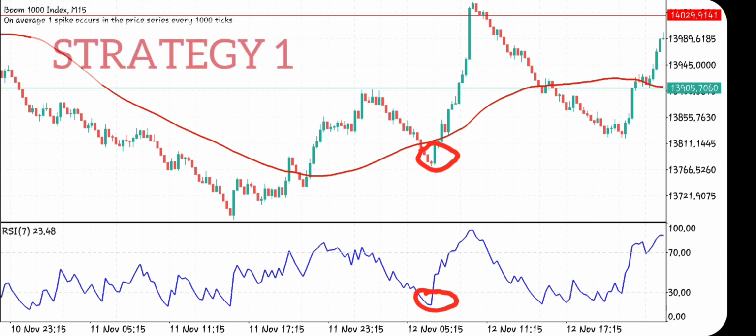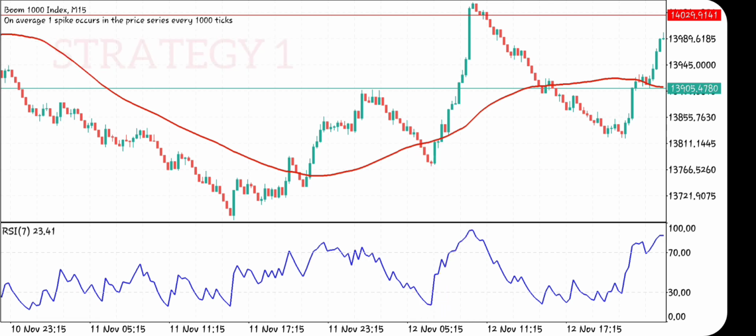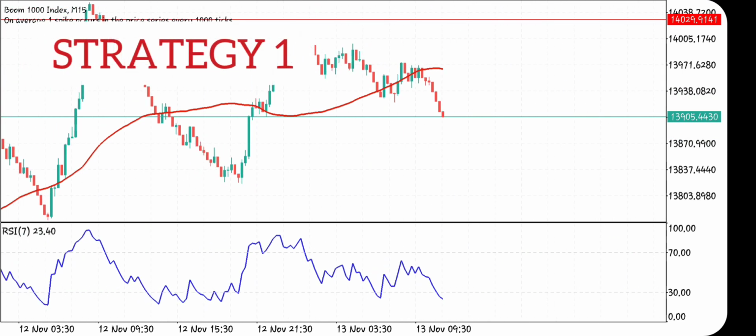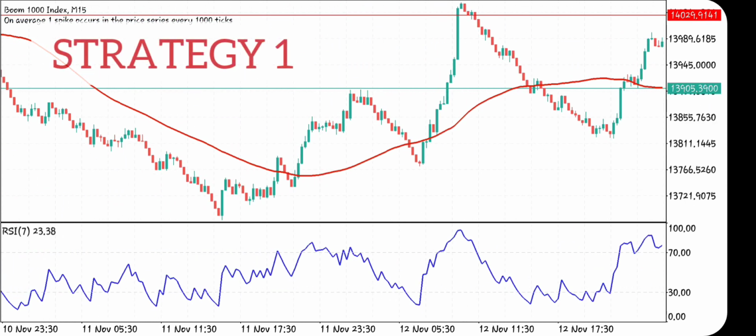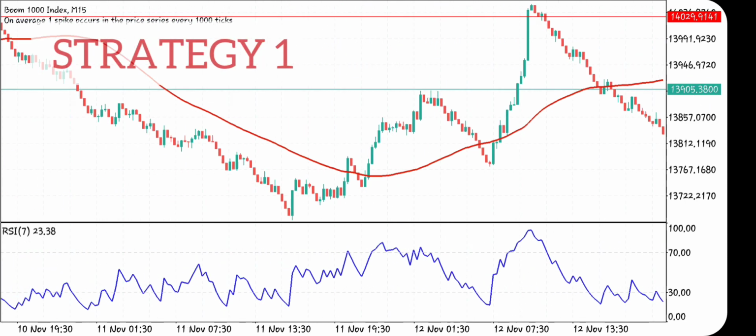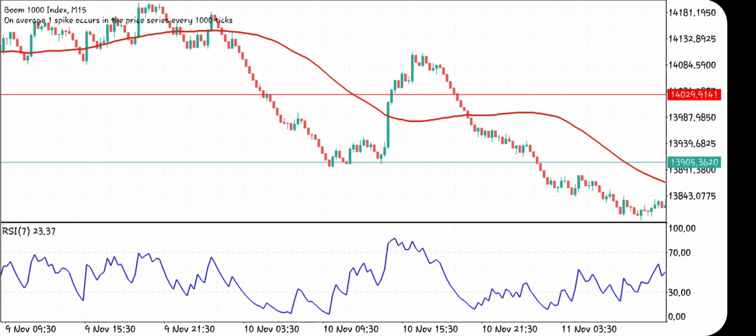So you can just be patient with it. Once it breaks into it, then we can just follow it up till our RSI gets overbought. Can we see that strategy? So this is a very powerful strategy. This is an amazing strategy that can change our trading life. So that is the first strategy I would like to be sharing with us.